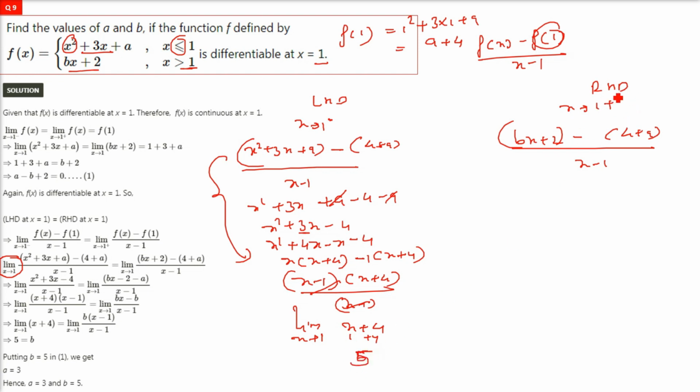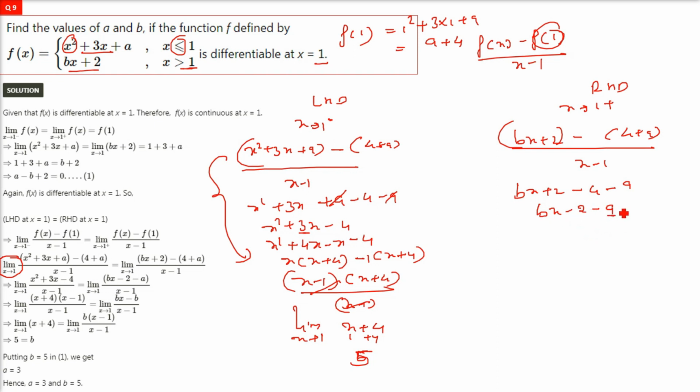Coming to the right hand limit, let us see what we get. So we have bx plus 2 minus 4 minus a. So bx plus 2 minus 4 minus a, what do you get? You have to have some x minus 1, because x minus 1 is in the denominator, as in the left hand derivative, where we cancelled the x minus 1 by finding out the factors.